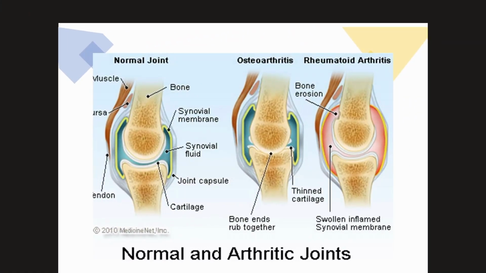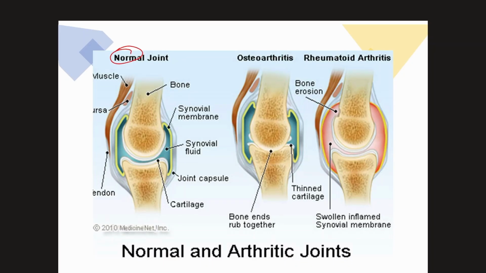So here's a good slide talking about your normal versus osteoarthritis versus rheumatoid arthritis and the differences that you would see in the joint. Big thing with rheumatoid, swollen synovial membrane. Osteoarthritis has no problem with the synovial membrane. It's the actual joint itself that's causing the problem. In rheumatoid arthritis, they attack the synovial membrane first, which then causes the problems downstream. You can't stop the process once it starts. You just delay the progression.